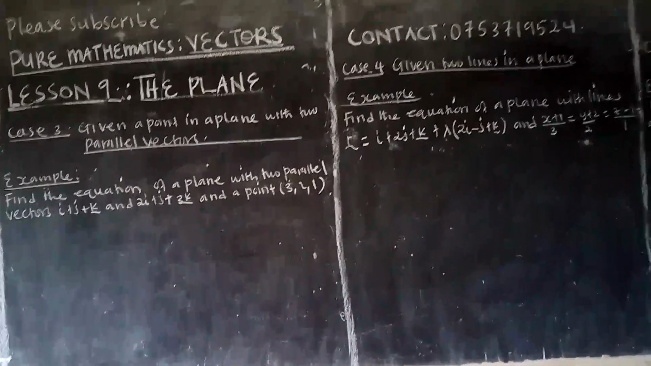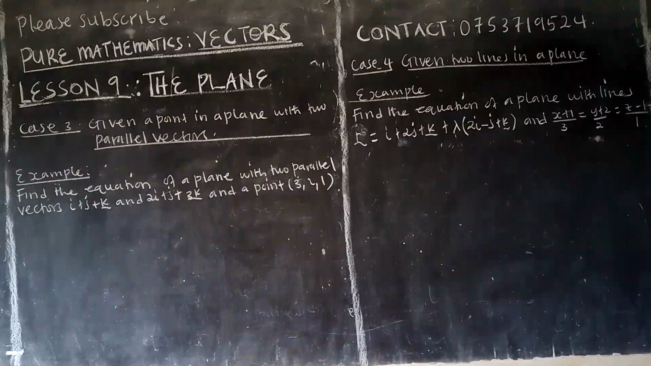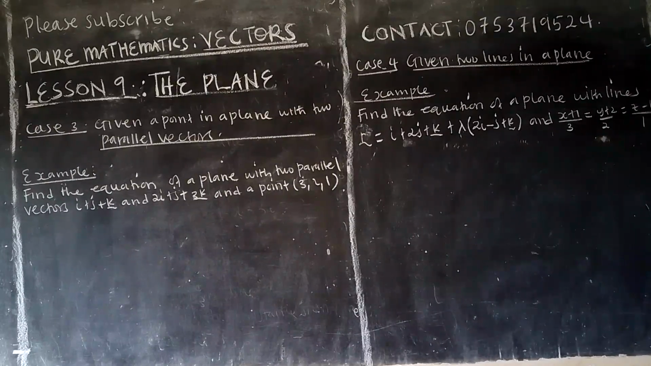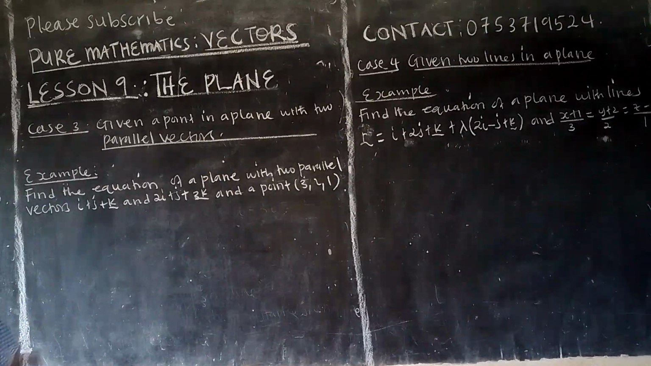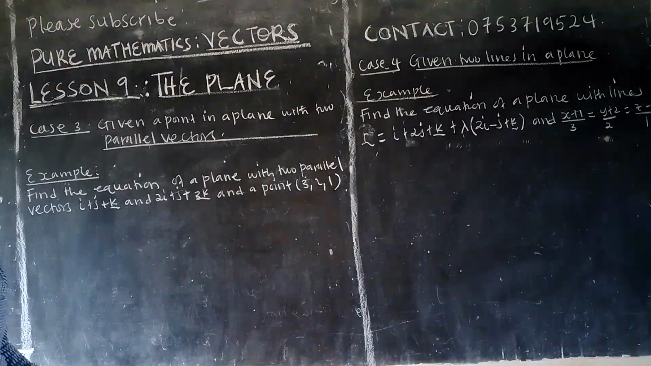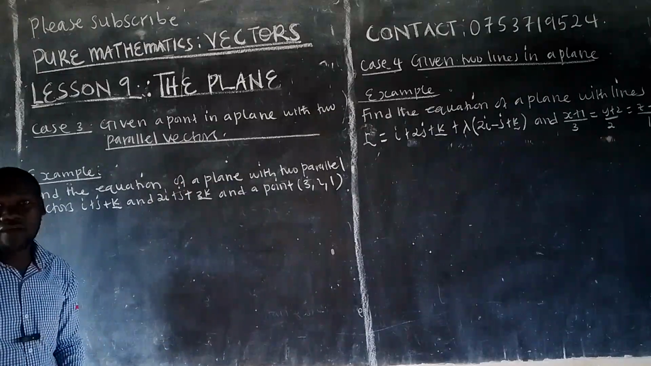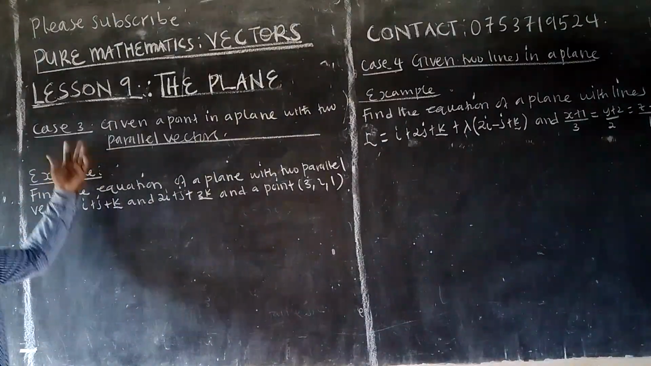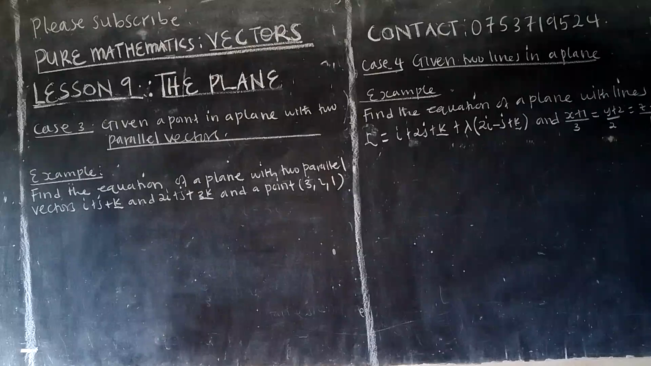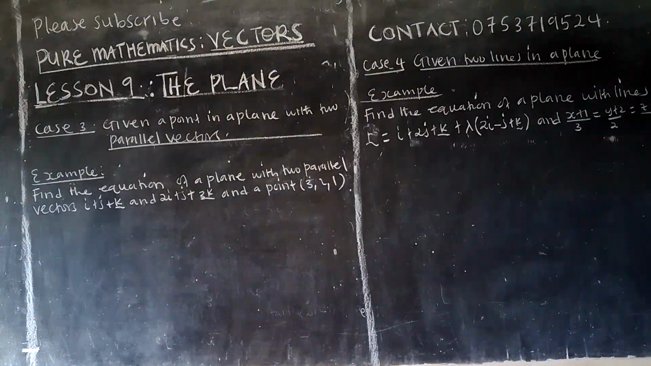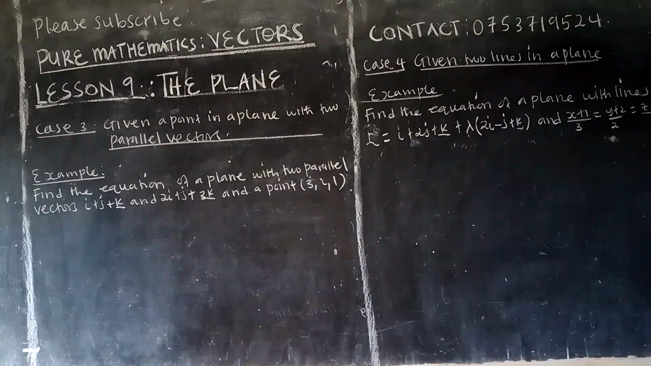All right, good. So let's start off with lesson 9, still about equations of a plane. We have case 3. Now I said cases; these are ways in which an examiner can base a question. So case 3: given a point in a plane with two parallel vectors. They are going to give you a point in a plane and the two parallel vectors.